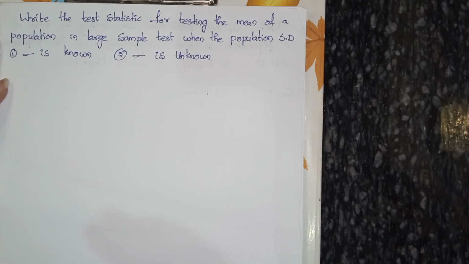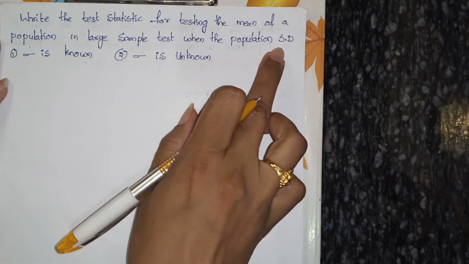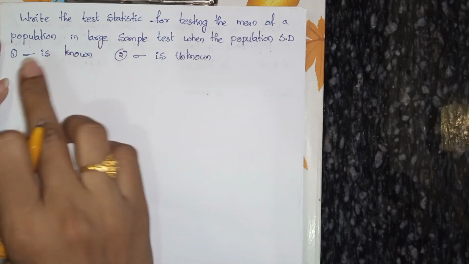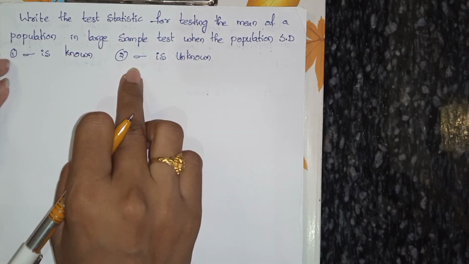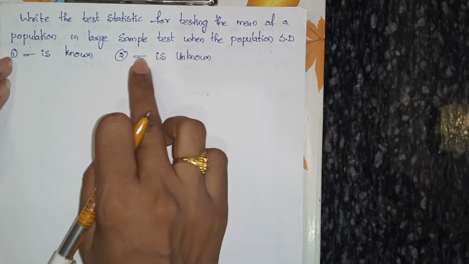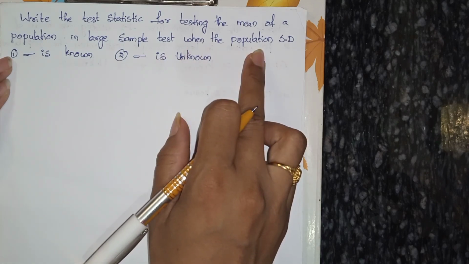Hi students, again I came with one more question. Write the test statistic for testing the mean of a population in large sample test, when the population standard deviation... SD stands for what? Standard deviation. Here they have given two cases. The first one is sigma is known and the second is sigma is unknown. Sigma stands for population standard deviation.